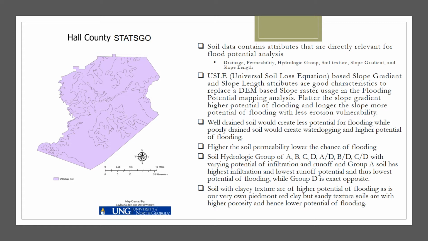We know that drainage is a major criterion, because if the soil doesn't drain well, waterlogging will happen. If it drains well, flooding might not happen that much. Permeability is also a major factor: the higher the soil permeability, the lower the chance of flooding. In the same way, the soil hydrologic groups, in our county A, B, C, D, A/D, B/D, and C/D, have varying potential of infiltration, and so varying potential of runoff. If runoff is higher and infiltration is lower, there is a good chance of having much flooding.